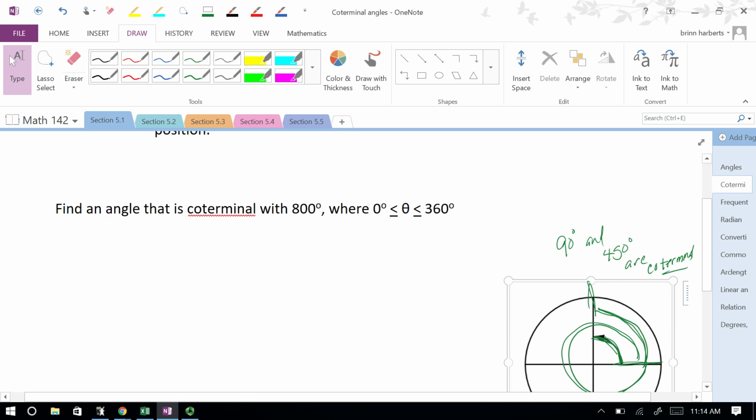So I want to find an angle that's coterminal with 800 degrees, but I want my angle to be between 0 and 360 degrees, and that symbol right there is a Greek letter called theta. It's very common to label angles with Greek letters. Theta is one choice.